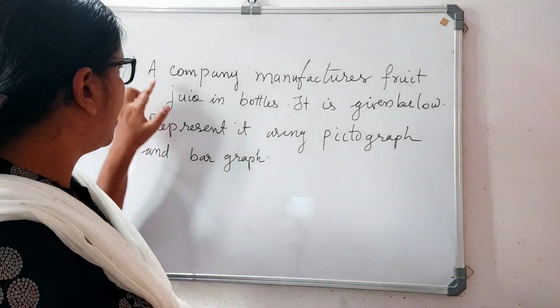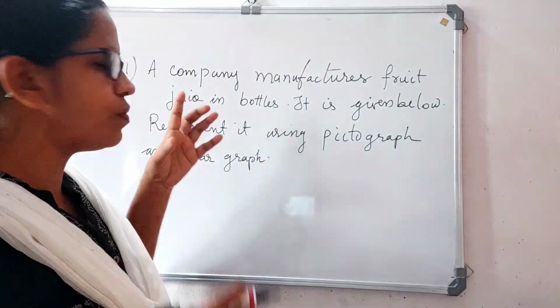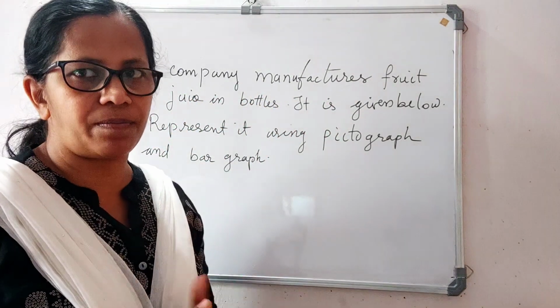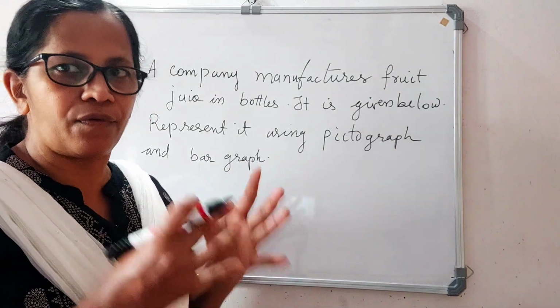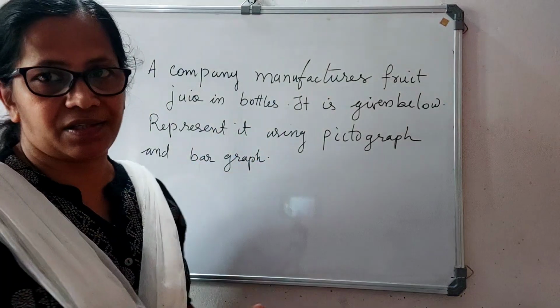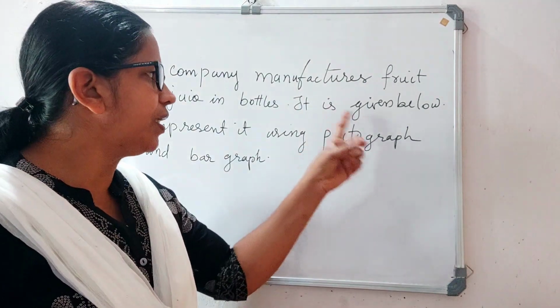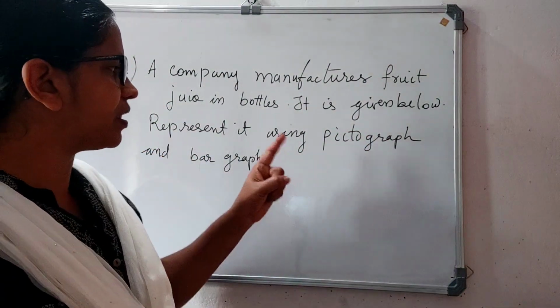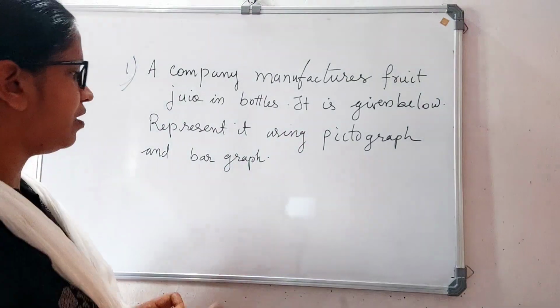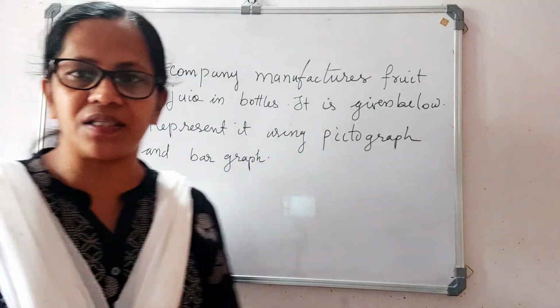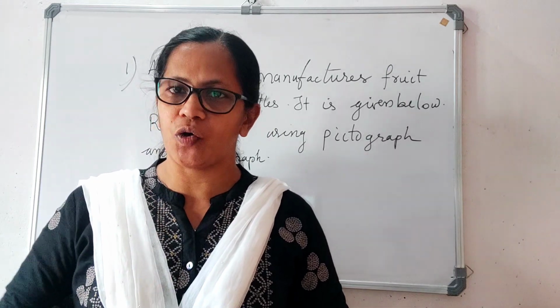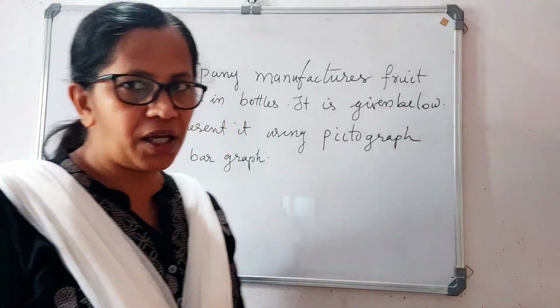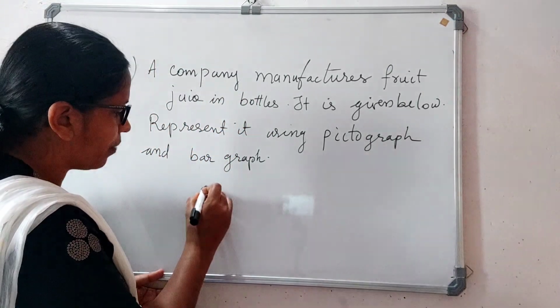Once again, a company manufactures fruit juice, mango juice or some kinds of juice using some fruits, in bottles. The details are given below. We have to represent this information using pictograph and bar graph. Let me give the details. It is given in a box like this.